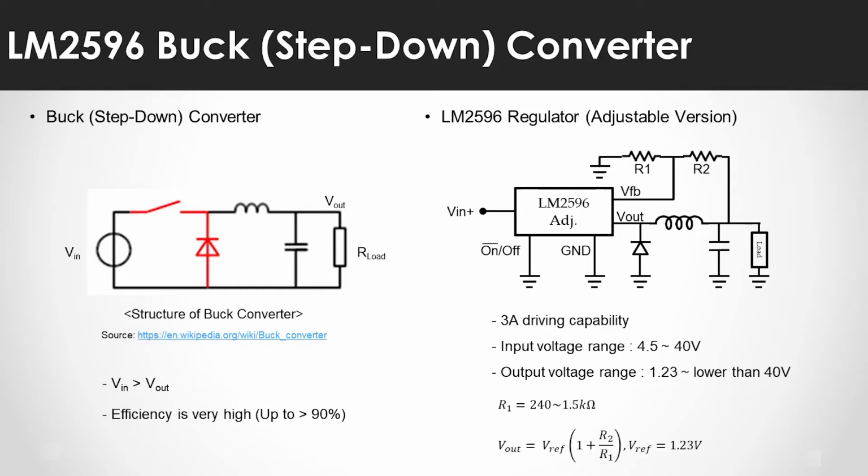The formula for generating the output voltage is as shown here. It is calculated using the resistors connected to the feedback pin of the LM2596. Usually, R1 is fixed at a value between 240 and 1.5 kΩ, and R2 is adjusted to set the output voltage. As you can see from the formula, the value of R2 has a direct proportionality to the output voltage.